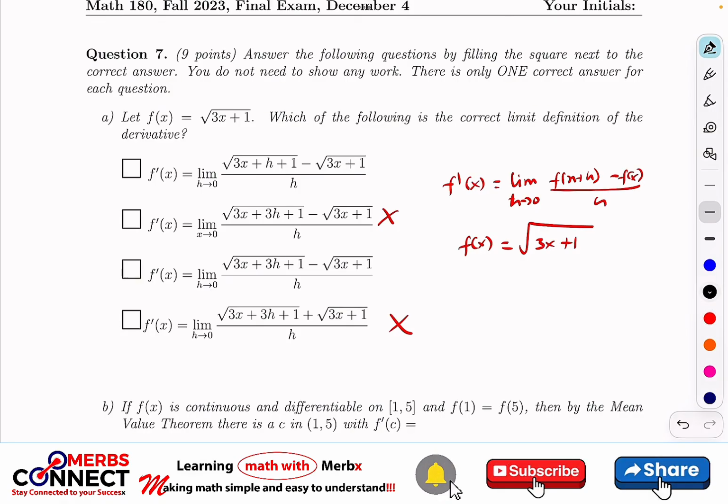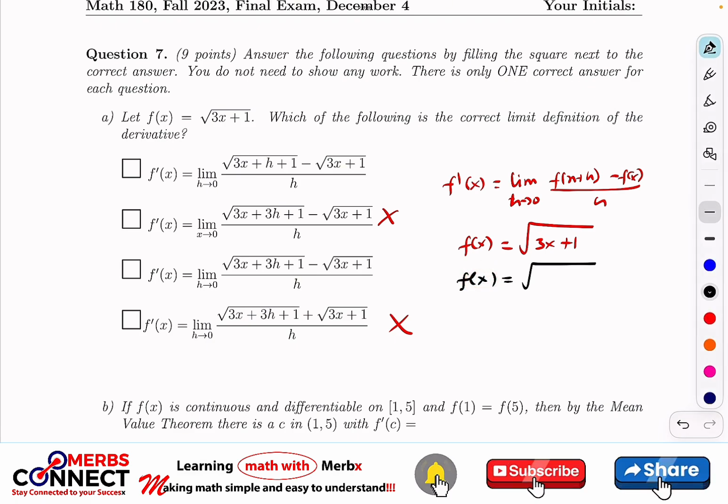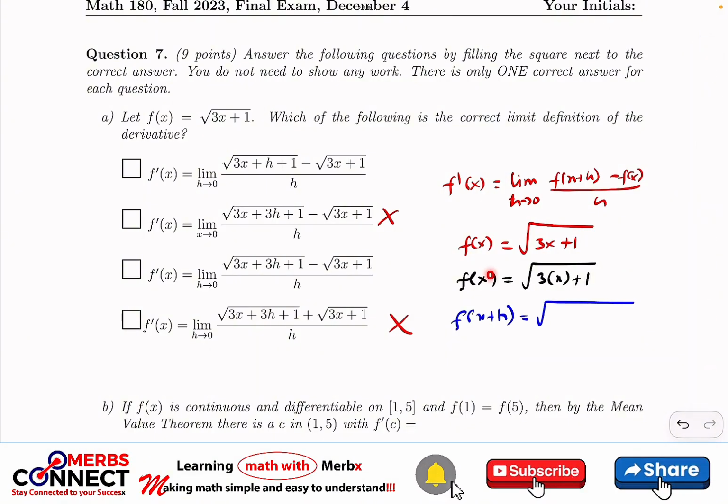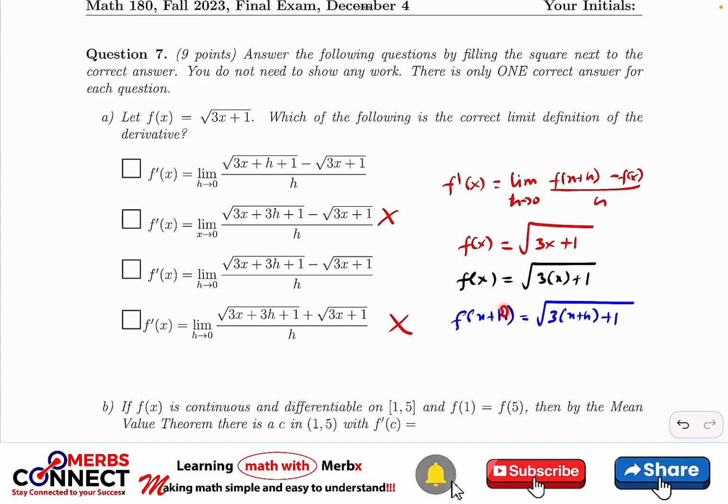So as I said, I'm going to write this one as square root of, so I have my x here in the parentheses, so I'll put my x in the parentheses also here to have 3x plus 1. So that when I'm finding for x plus h, this is going to be square root of, so I'm changing everything in the parentheses to x plus h. So this is going to be 3 times (x plus h) plus 1. So you see that what is here is the same thing here. They are all in parentheses.